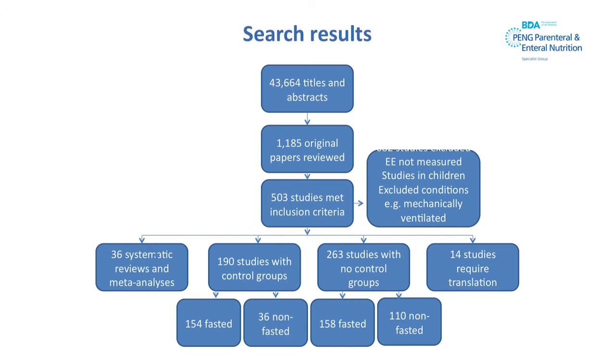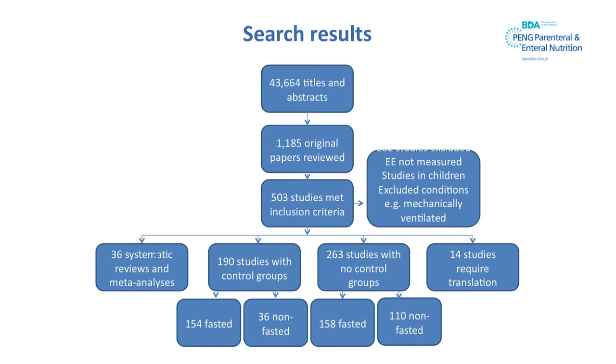And we've excluded just over half of them, mainly for the reasons that actually when we looked at it more closely, it didn't actually measure energy expenditure. Quite a lot of studies say they've measured energy expenditure, and then what they've done is they've predicted it, or they've used a BIA machine, a bioelectrical impedance machine, which has its own algorithm in there, and they've reported that as measured energy expenditure, which it isn't. We excluded studies in children, and obviously we excluded studies where we'd made a decision already to exclude, like the mechanically ventilated.